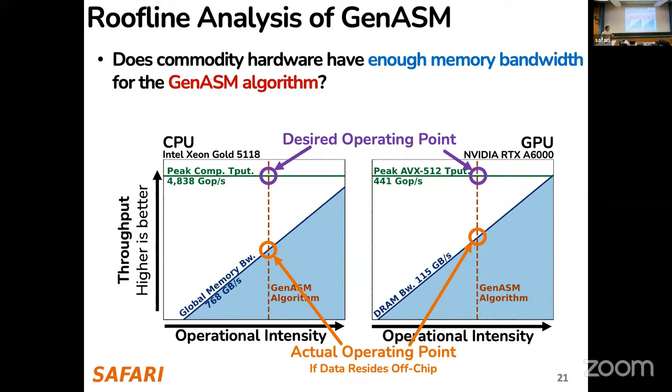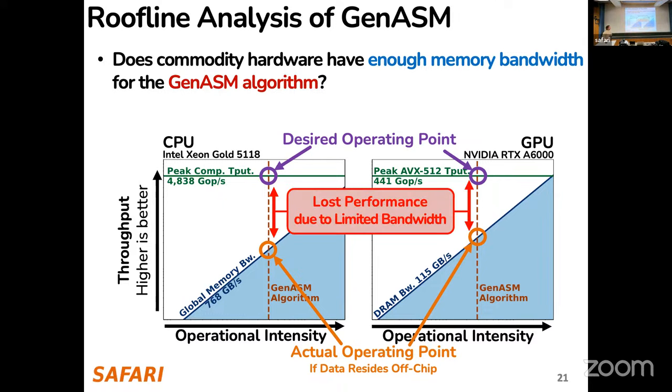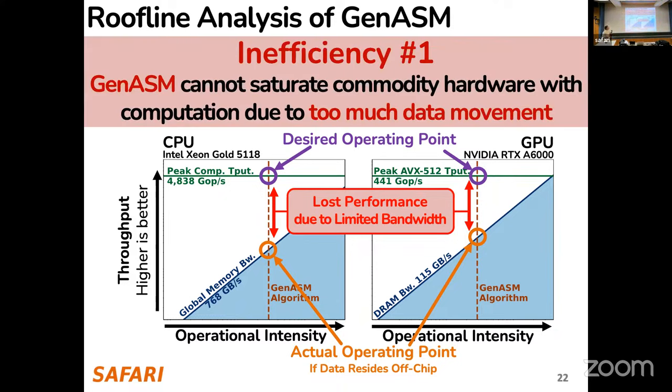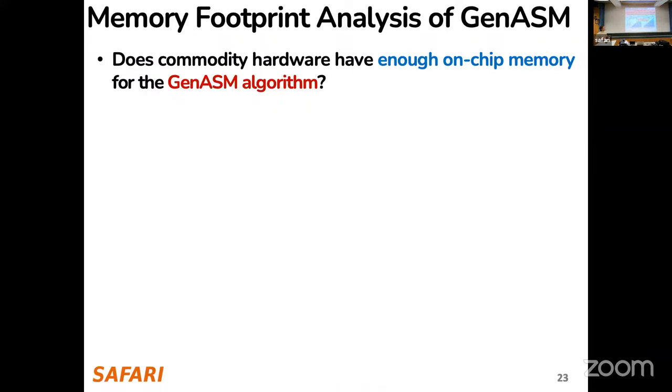So clearly there's lost performance in there. We have hardware that's not utilized efficiently and effectively. This is the first inefficiency: the memory bandwidth that you have, respectively the data movement that the algorithm requires, is too much. Then the second aspect we look at is the memory footprint.